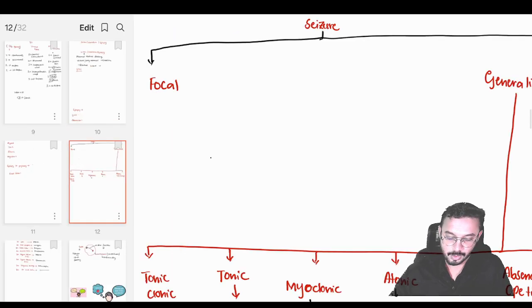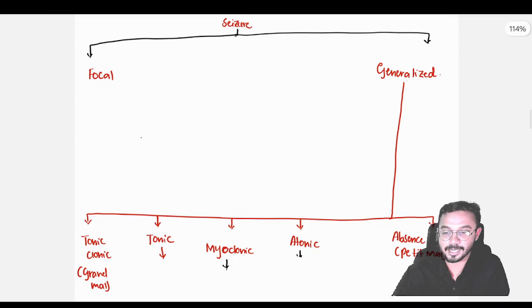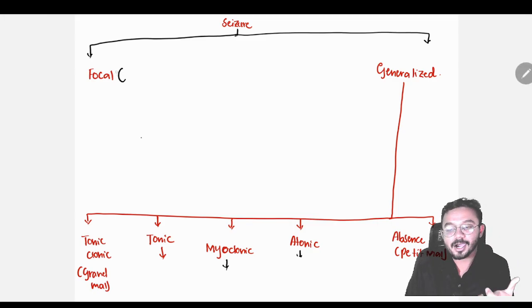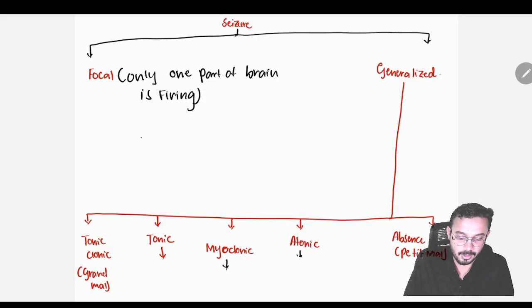This slide. So let me teach you this slide first. So seizures, what do you mean by these seizures? Now you guys know it is abnormal electrical activity in the brain. So focal is nothing but only one part of the brain is firing too much. Only one part of the brain is firing too much, that is focal.